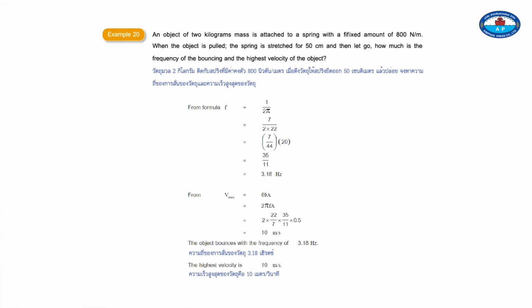Example 20. An object of 2 kilograms mass is attached to a spring with a fixed amount of 800 newtons per meter. When the object is pulled, the spring is stretched for 50 centimeters and then let go. How much is the frequency of the bouncing and the highest velocity of the object? The object bounces with the frequency of 3.18 Hertz. The highest velocity is 10 meters per second.